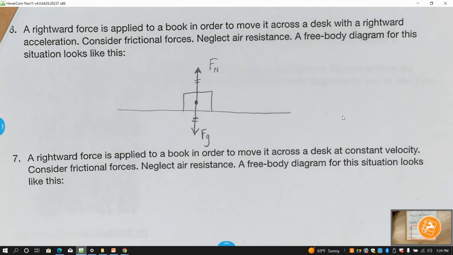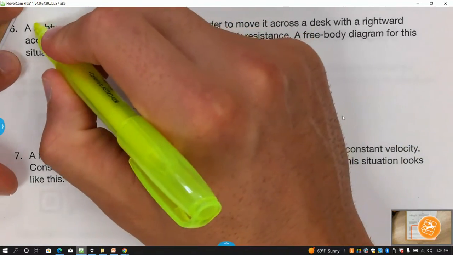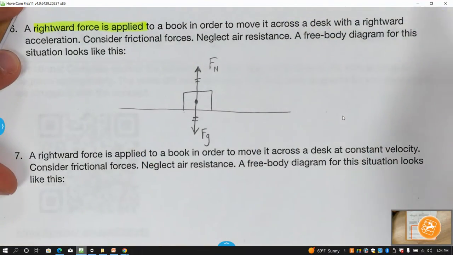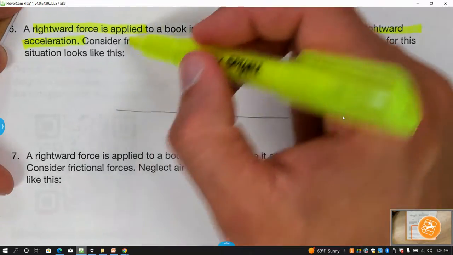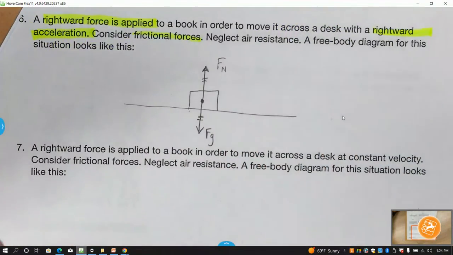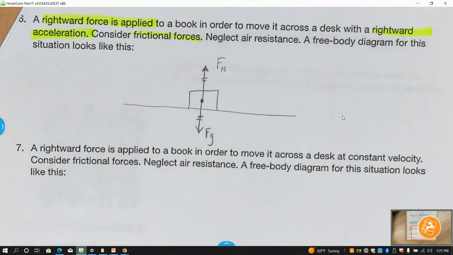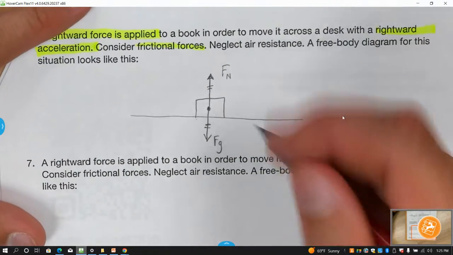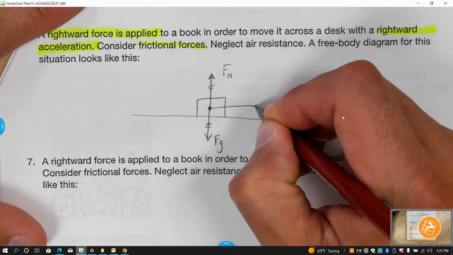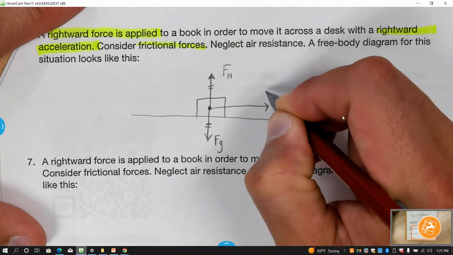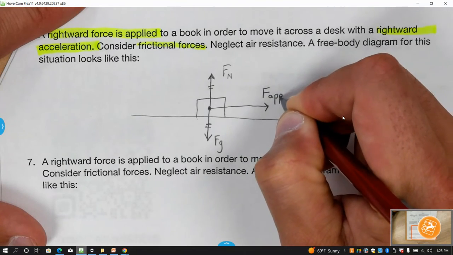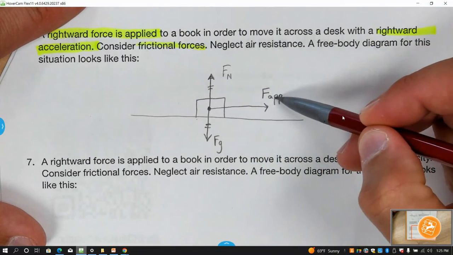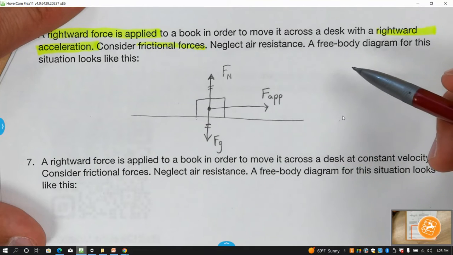Okay, well, they said that this thing has a rightward force applied to it, and it has a rightward acceleration. And then we need to consider frictional forces. So we have a rightward force being applied. We're going to draw an arrow of decent size, and we're going to call that F applied, APP, which stands for a push or pull force.